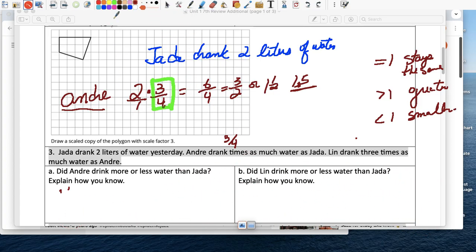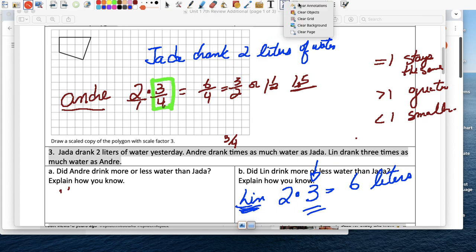So let's talk about Lynn. I'll do Lynn here in the box. Lynn drank 3 times as much as Jada. So here's what Jada drank. We can multiply to find out how much Lynn drank. We have to multiply by 3. Think scale factor here. The original amount was 2 times 3, and 3 is a number greater than 1. So is whatever Lynn drank going to be greater than Jada, less than Jada, or equal to Jada? Because it's greater than 1, the number is going to be greater. So obviously 6 liters. All right, and you can write that same explanation.